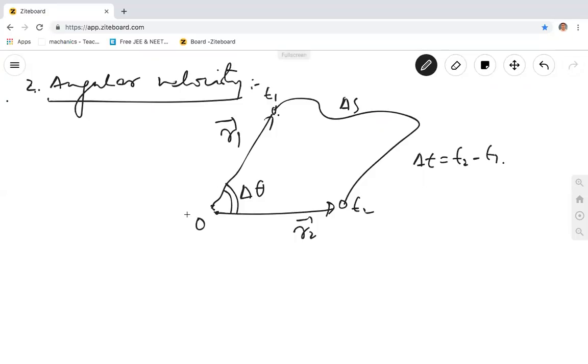Now look at this. Angular velocity: the particle was moving from here to here. Its radius vector has cut an angle of delta theta, or it has described an angle of delta theta. In how much time has it described this angle? T2 minus t1, or delta t. The angular velocity is defined as the angle cut in 1 second, or the rate at which the angle is cut. That is the angular velocity.